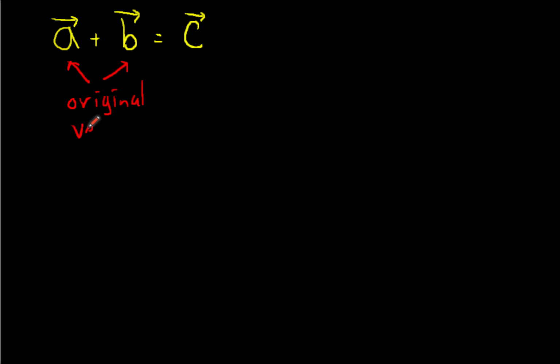Here's a general method for how to add two perpendicular vectors. If we add the vectors a plus b, and the resultant is vector c, a and b are our original vectors, and c is the resultant.